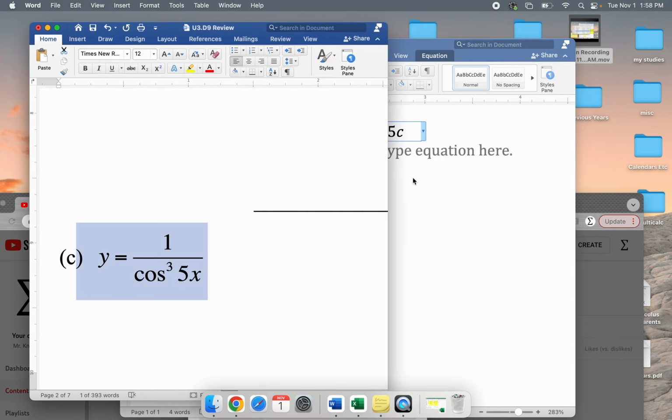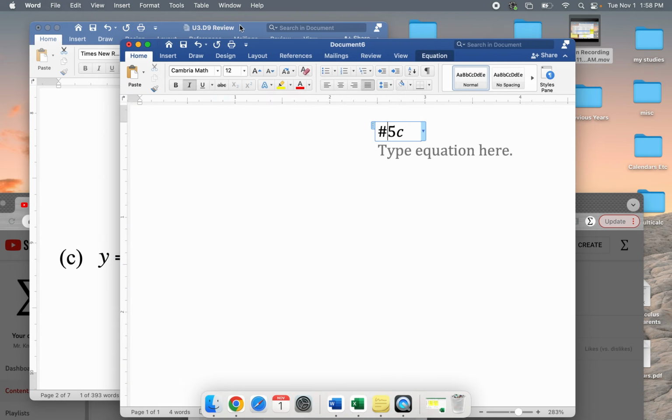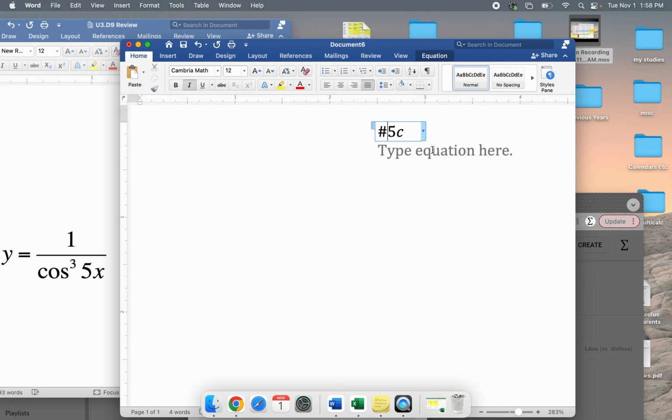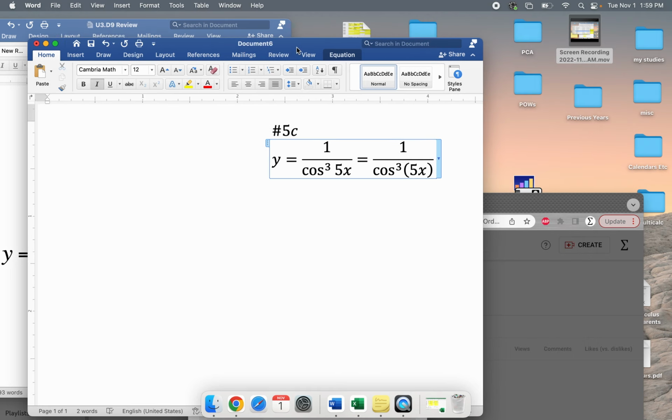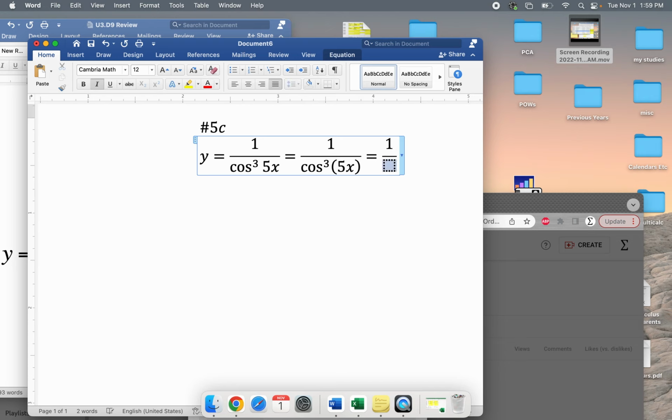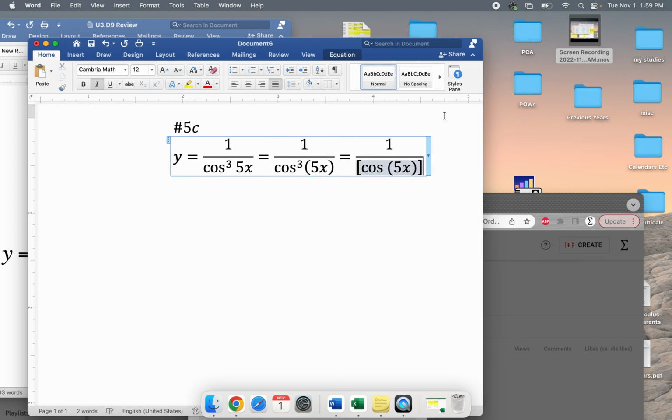Our function is originally written in a very awkward fashion. It's y equals 1 over cosine. They write it this way, they don't use any parentheses. I would really write this as cosine cubed of 5x. But of course, even that sort of needs to be rewritten. Anytime you see a power of a trig function, you should always rewrite it. So what that really means is cosine of 5x all to the 3rd.